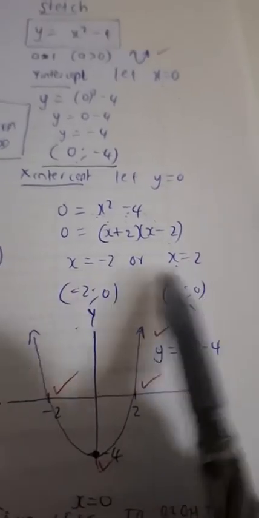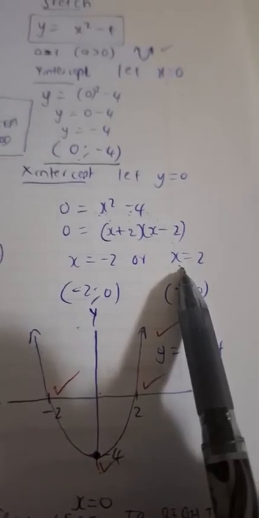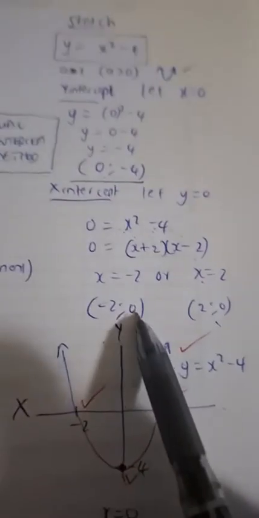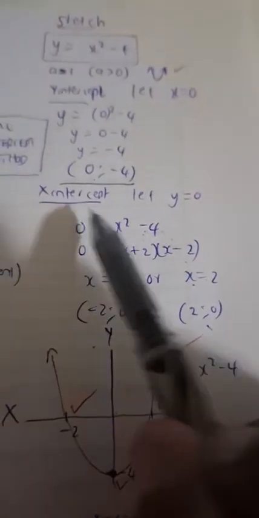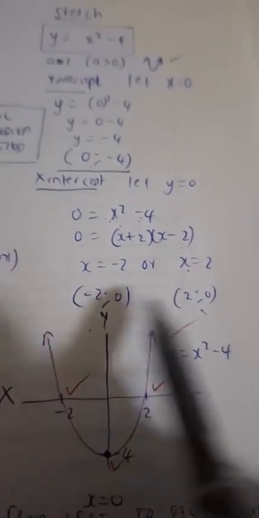These are our x-intercepts. In other words, this is where the graph cuts the x-axis. So when y is 0, x is -2. When y is 0, x is +2. So these are our pair of coordinates.